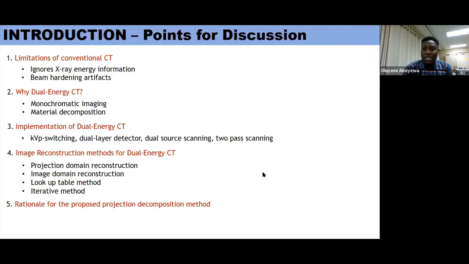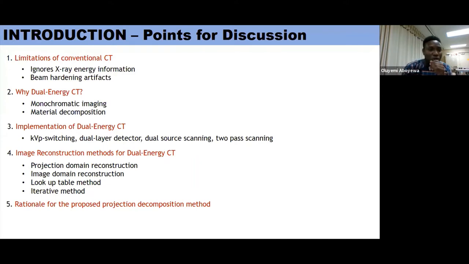So for conventional CT, again, I'm not meant to be a presenter. The point the author made was that in conventional CT, X-ray energy information is actually ignored, because the beam coming from the X-ray source is a polyenergetic, polychromatic source. In that case, we have a form of averaging effect that is factored into our reconstruction algorithm.